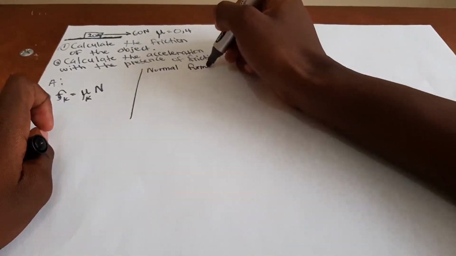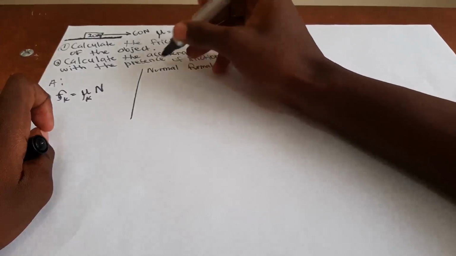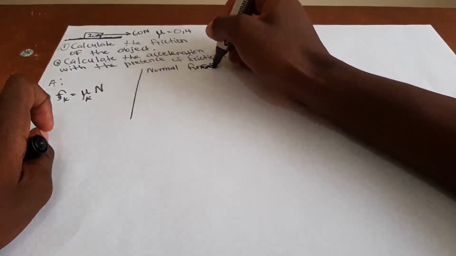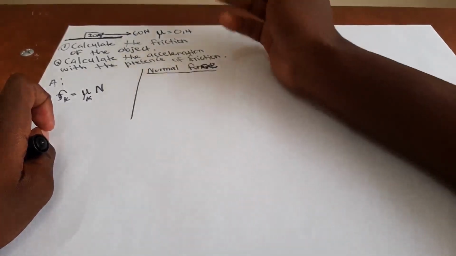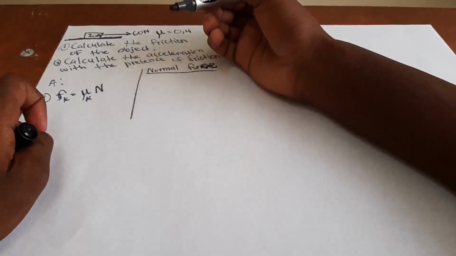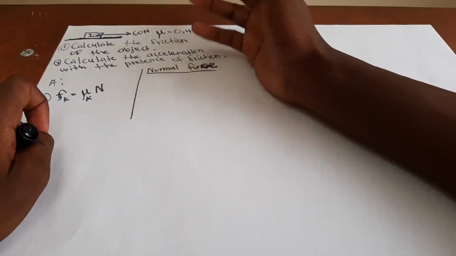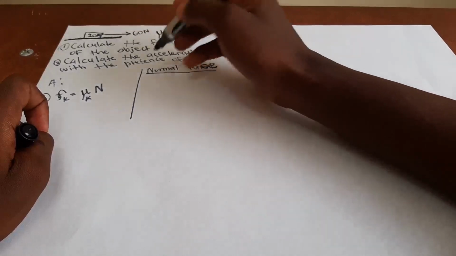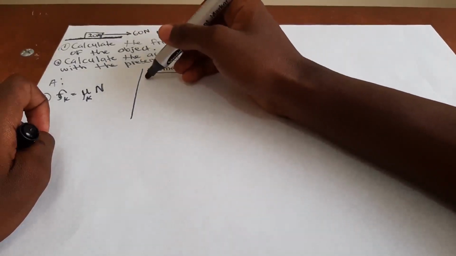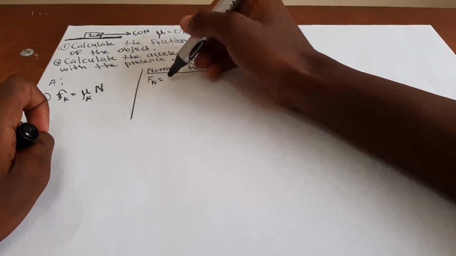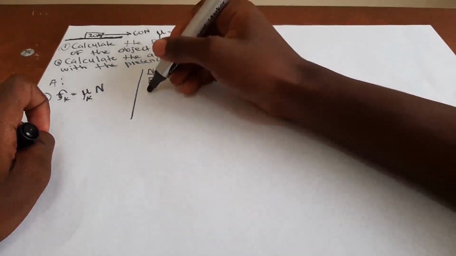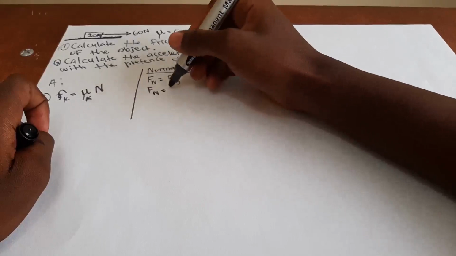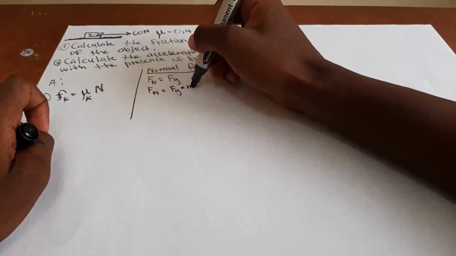So right now we're looking for the normal force. Mind you, normal force is also equal to the gravity. The normal force is equal to the gravitational force. This basically means that Fn is equal to Fg, which is equal to mg.